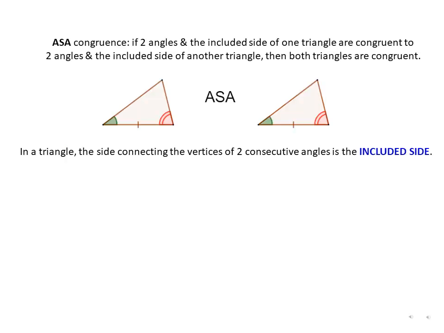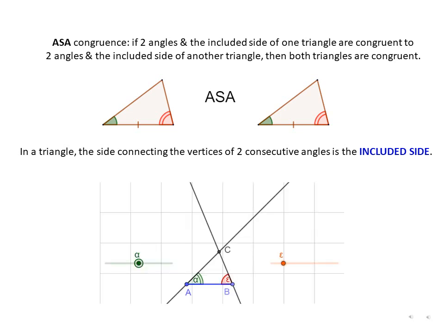The ASA congruence theorem states that if two angles and the included side of one triangle are congruent to two angles and the included side of another triangle, then both triangles are congruent. Note: in a triangle, the side connecting the vertices of two consecutive angles is the included side.